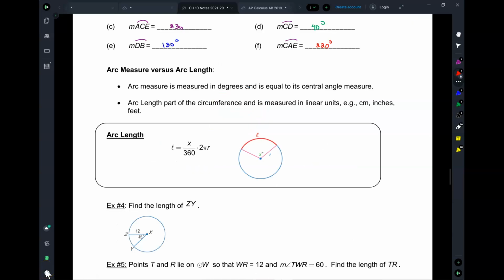All right, so let's talk about arc measure versus arc length.